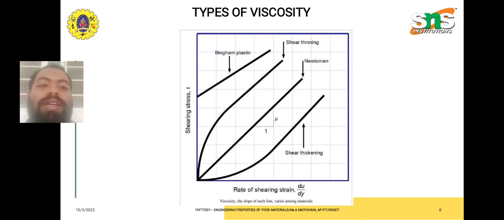As for Bingham plastic, it starts from a point on the y axis and goes in a straight line. These are the different types of viscosity, as you can see.